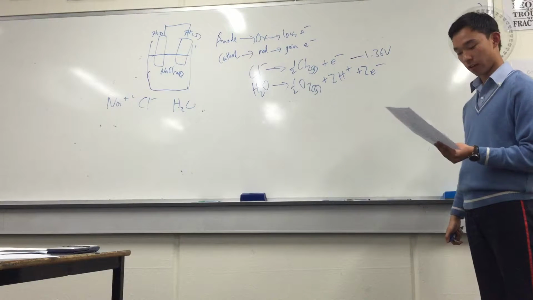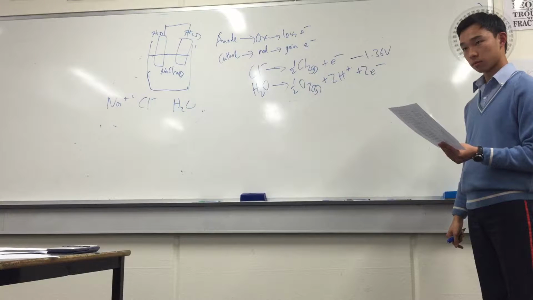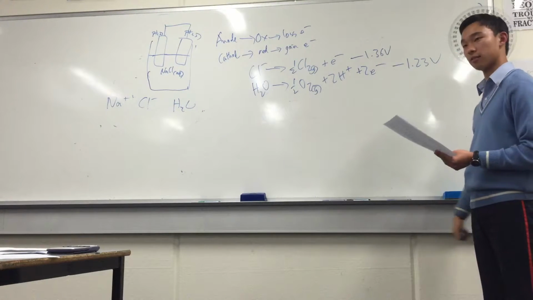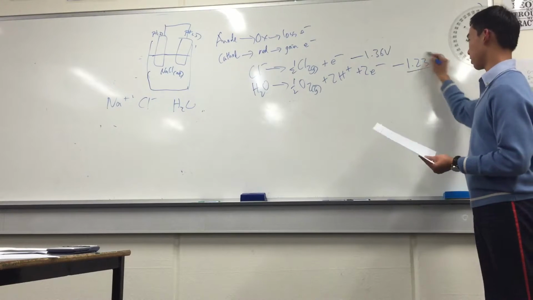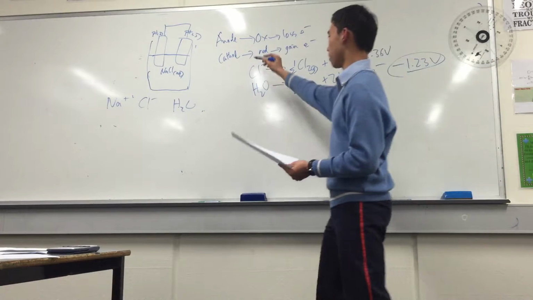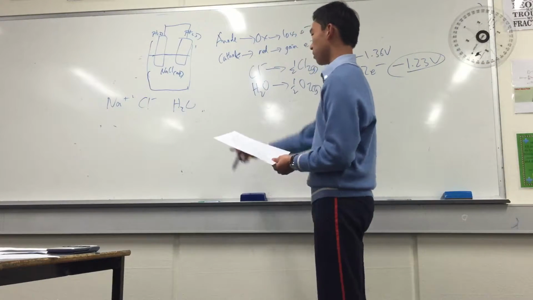What's my voltage for that? Negative 1.23 volts. So which one's going to happen? Water, because it takes less energy than Cl-. Makes sense? Sweet. Now let's go to my cathode reduction.